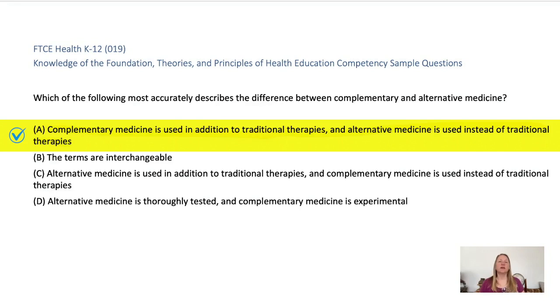The correct answer is A. Complementary medicine is used in addition to traditional therapies, and alternative medicine is used instead of traditional therapies. Complementary and alternative medicine are components of holistic medicine. Holistic medicine emphasizes the treatment of the whole person. Complementary medicine is used in addition to traditional therapies, and alternative medicine is used instead of traditional therapies.